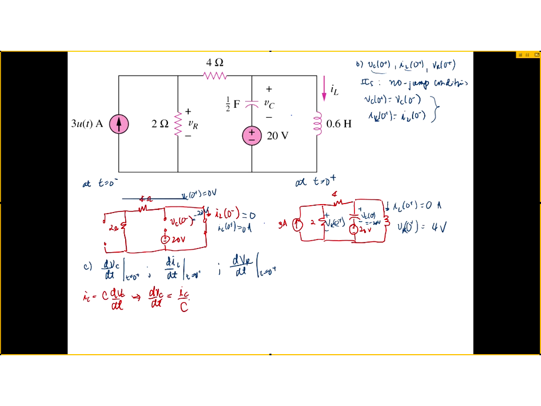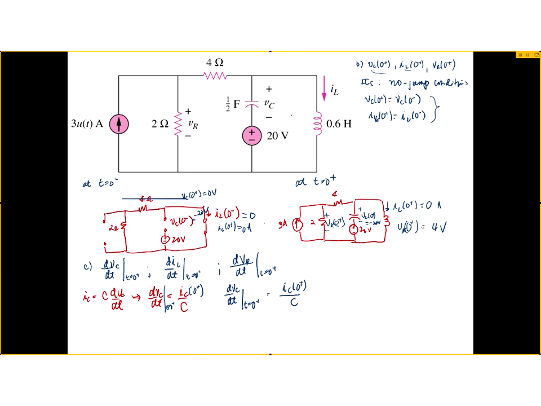Yes? Okay, I'm just solving. And this is true at any time. It must be true at t equals 0. So I just evaluate this at t equals 0 plus. This actually gives me a sort of direct way of finding dVc/dt at t equals 0 plus. All I have to do is find I sub c at 0 plus and divide by C.